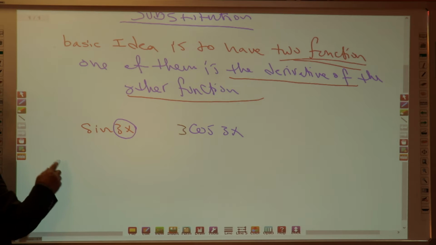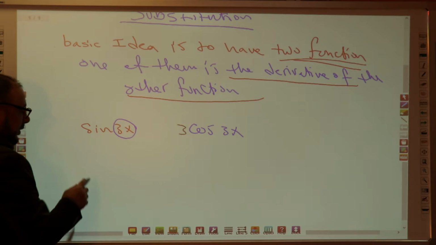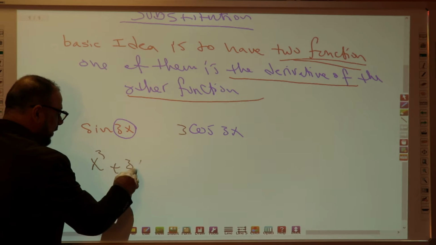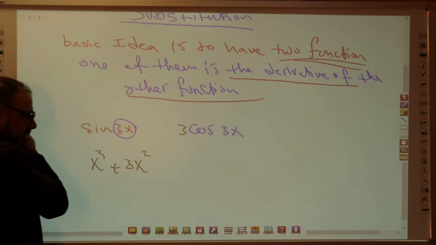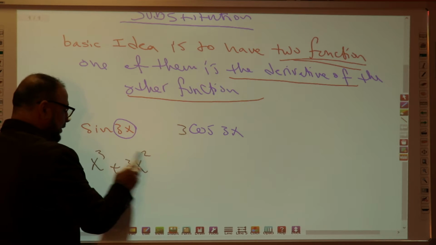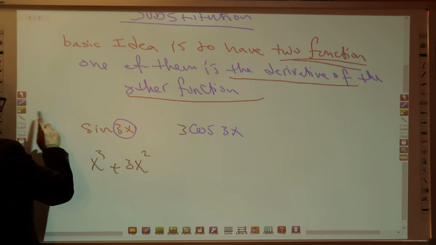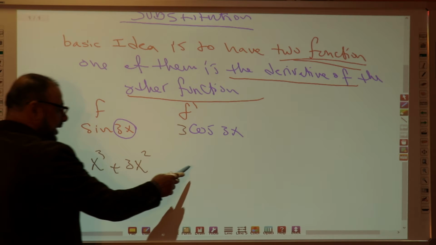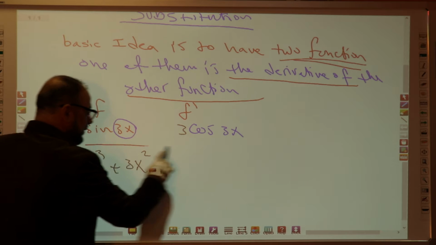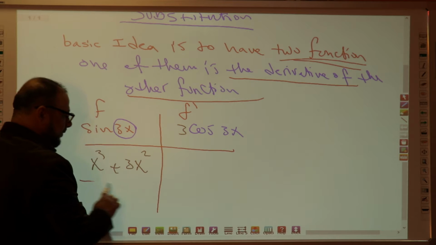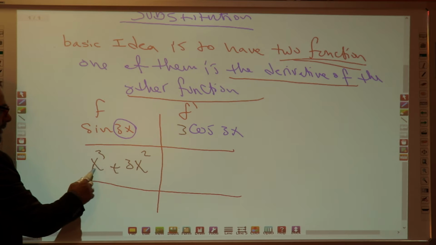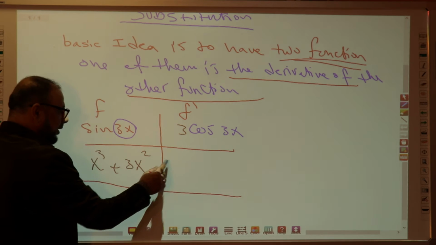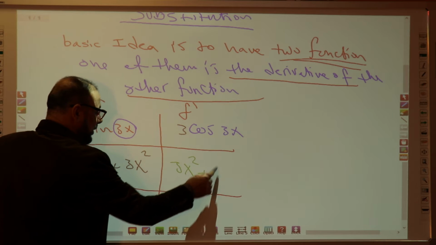Another example, x cubed plus 3x squared. What is the derivative of this function? This is the function, and this is f prime. What is the derivative of this? Go ahead, guys. Yes, I hear you. 3x squared plus 6x.